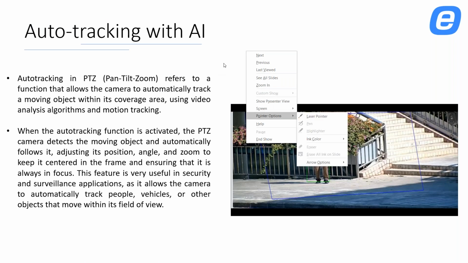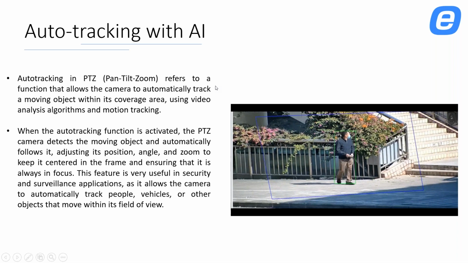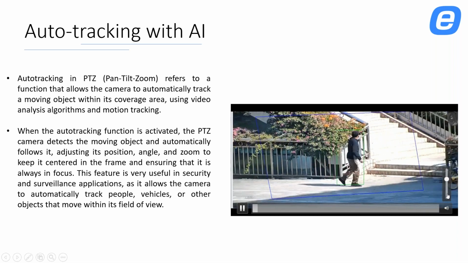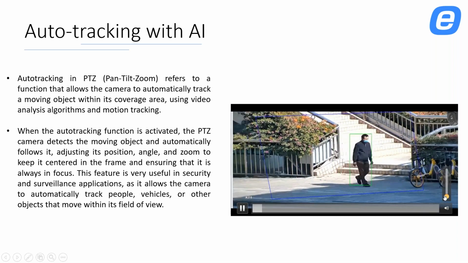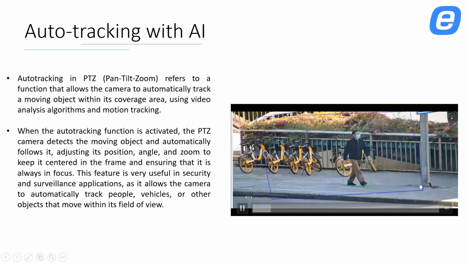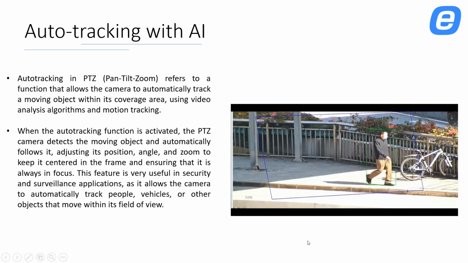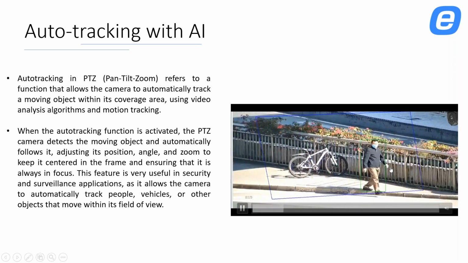Auto tracking with AI. Auto tracking is a feature that we have in this PTZ that refers to a function that allows the camera to automatically track a moving object within its coverage area using video analysis algorithms and motion tracking. So here in this video, you can see how the auto tracking works. You see it detected the person. This is the area of the auto tracking that you're going to configure in the camera. You can see it's following him.